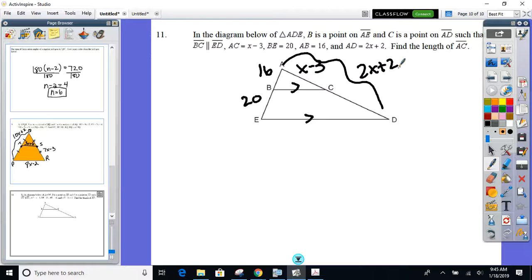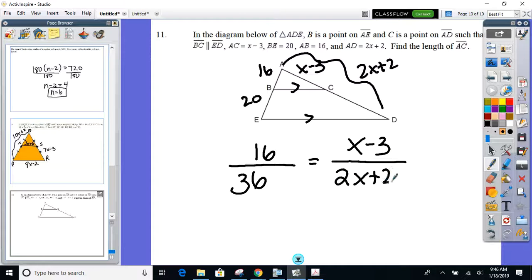Because they gave me that these lines are parallel, I know the triangles are similar by angle. So if the triangles are similar, corresponding sides are in the same ratio. Matt, can you give me a side from the small triangle? 16. Be careful now, what does the 16 correspond with in the large triangle? 36, not 20. It corresponds with AE. Nice job. Can you give me another side from the small triangle? And that corresponds with what side in the big triangle? 2x plus 12, good. And now we cross multiply. There should be no factoring involved here. I don't see anything that's going to be squared.